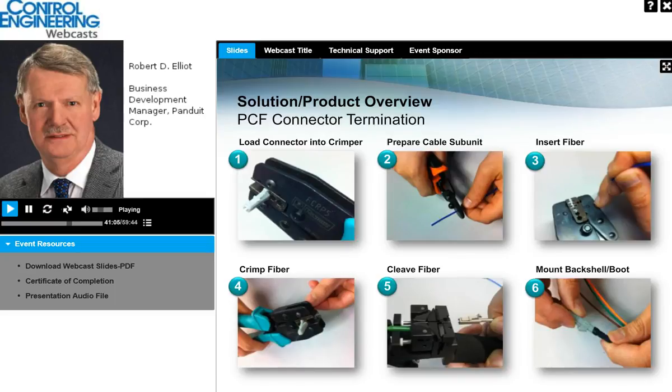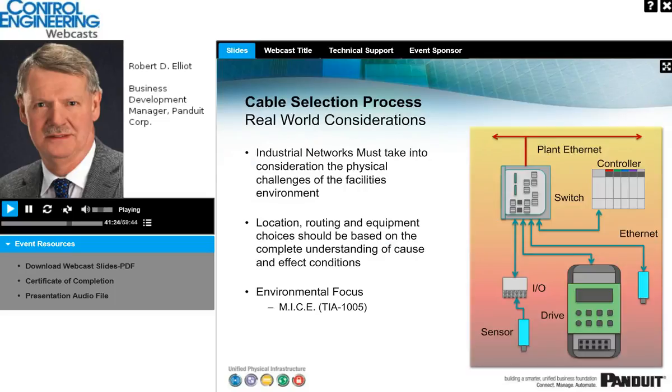And that just shows some of the easy steps with the tools. So it's basically install the connector into the crimp itself, prepare the cable, insert that into the crimp, the connector already loaded, crimp it, cleave it, that's cut the fiber, and then install the back shell.